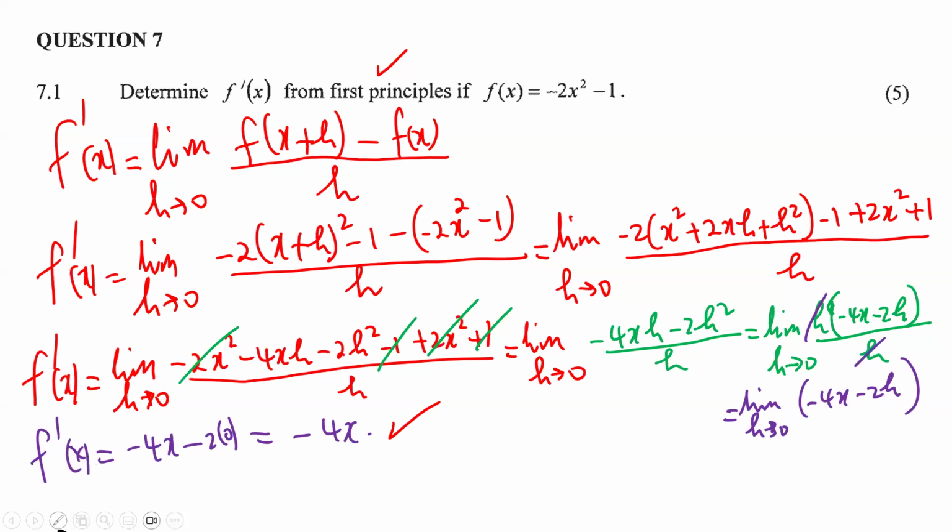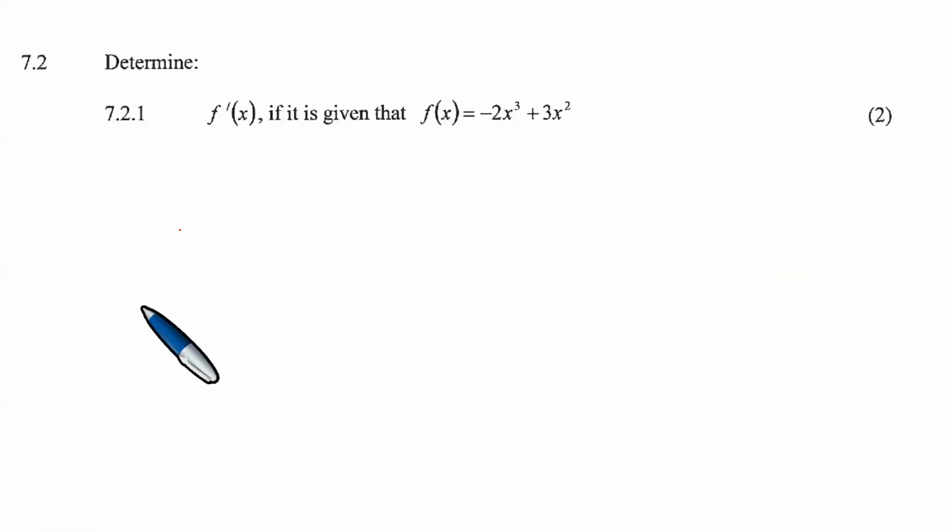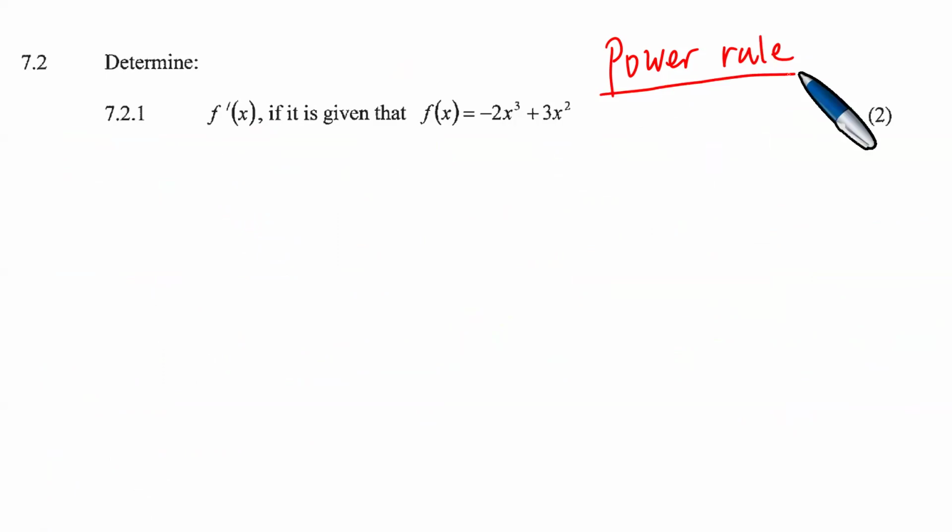The next thing is we're moving on to the next question in a step-by-step fashion as follows. We need to determine f primed of x if it is given that f of x is minus 2x cubed plus 3x squared. Here we use the power rule. And what does the power rule say?